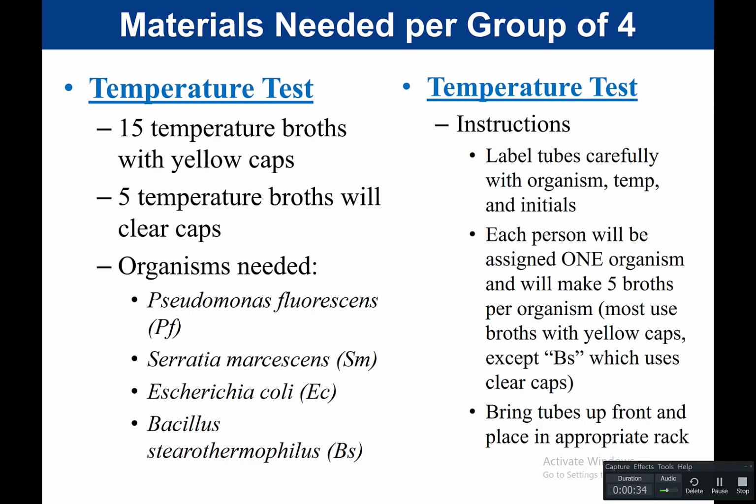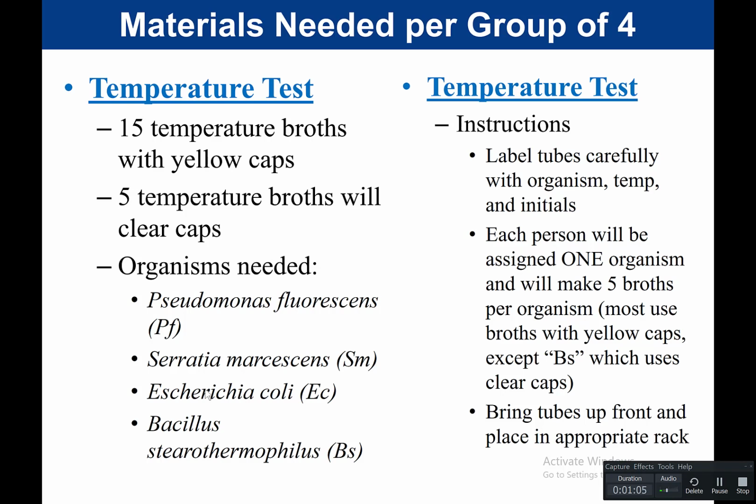The one with the clear caps is a slightly different media for the Bacillus stearothermophilus. You don't need to know the difference between the media, but just know that we have 5 tubes that have a clear cap that would be used for Bacillus stearothermophilus. The 15 with the yellow caps are used for Pseudomonas fluorescens, Serratia marcescens, and E. coli. And so what you would do for this test is that you would label carefully with the organism names.